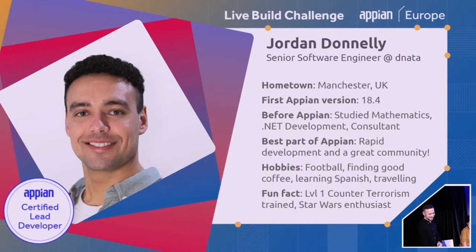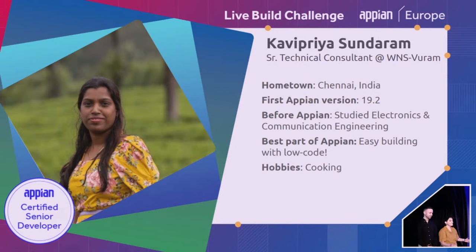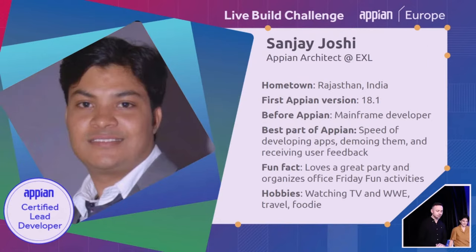Next up at the yellow desk, Kavi Priya Sundaram, senior technical consultant at Vuram, coming over to us from Chennai, India. Her favorite part about Appian is easy building with low code, which gives her more time to do what she loves, cooking. Lovely. And last but certainly not least, we have EXL Appian architect, Sanjay Joshi. Sanjay loves building in Appian and getting user feedback. He's a foodie too, and he loves organizing Friday fun activities in the office. I love to have fun too.